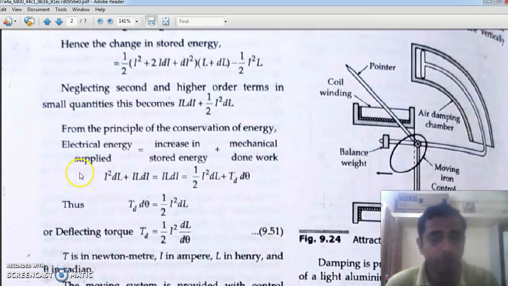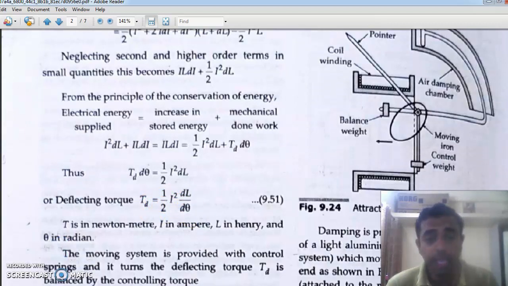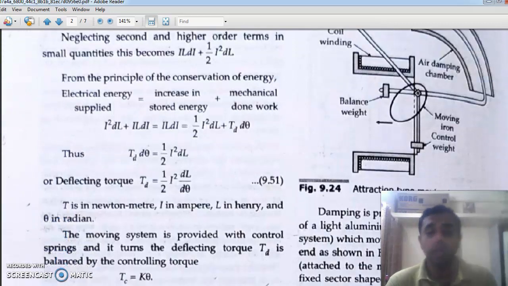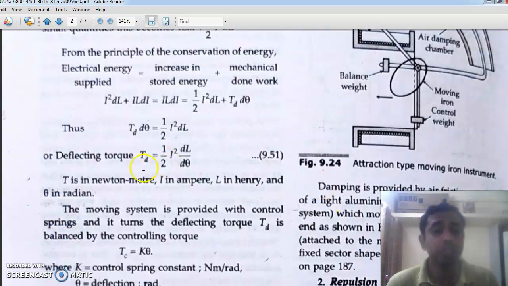I can bring this term to this side. So what I get is half I square dl equal to T d theta. When I bring this term to this side, I get half I square dl, and the remaining only this term, equal to T d theta. From there T is equal to half I square dl by d theta. So this is the equation of deflecting torque.